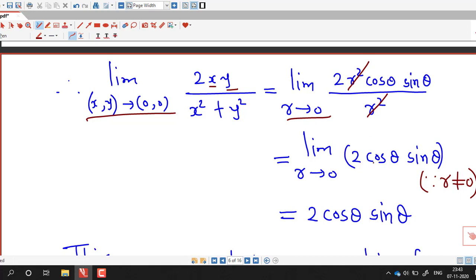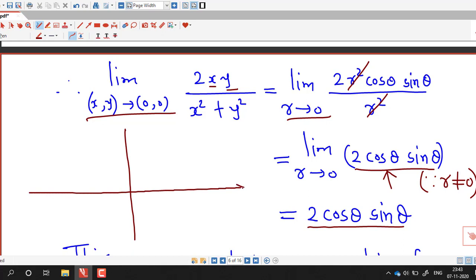And we are left with the limit of 2 cos theta times sin theta as r tends to 0. Now this is independent of r. So the limit is 2 cos theta sin theta. So here the answer of the limit depends on the value of theta. So for different theta, we can check whether the limit remains the same or not.